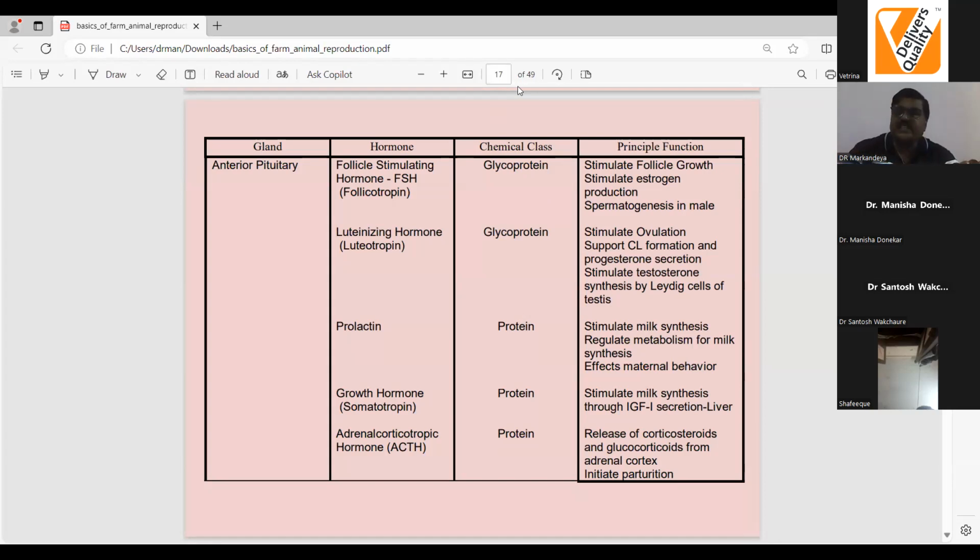Then lactation is a continuous process that is not under the prolactin, but prolactin hormone levels are always found to be higher when the animal is under stress. During summer, you will find higher prolactin levels. During scarcity, whenever there is drought, prolactin levels in the animal will go high. So stress is not only related with ACTH, it is also related with prolactin. Growth hormone, somatotropin, and ACTH are the other two non-reproductive hormones.